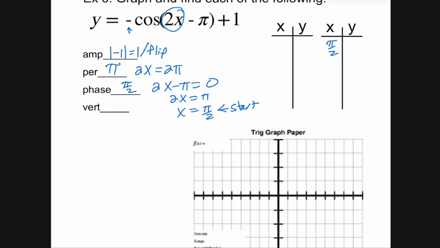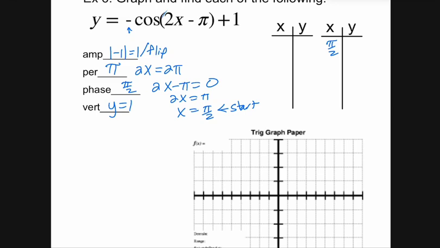Let's find our vertical shift. Our vertical shift is just this number here. Let's write it as a midline. It's going up 1. So our center of our wave is now at +1. So this wave has been flipped. This wave has been smushed. This wave has been moved to the right of pi over 2, and this wave has moved up 1. But it's still a cosine wave that has just been altered.